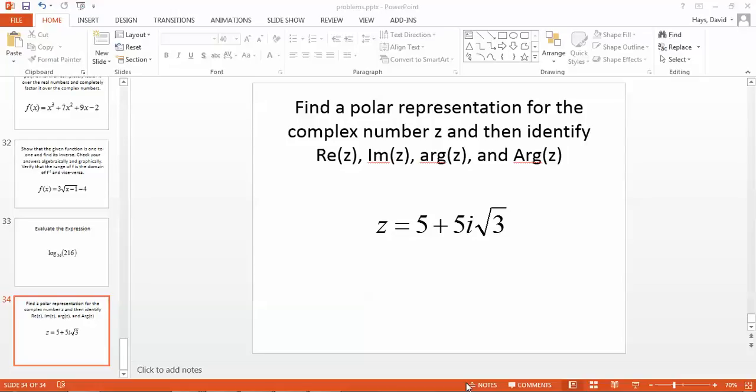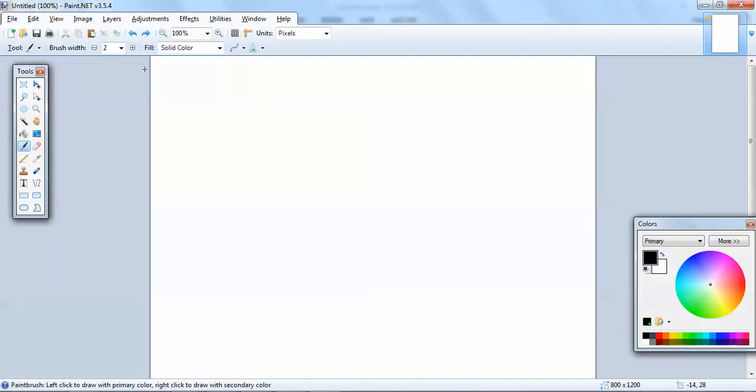Take a look at this problem. We got z is equal to 5 plus 5i square root of 3.